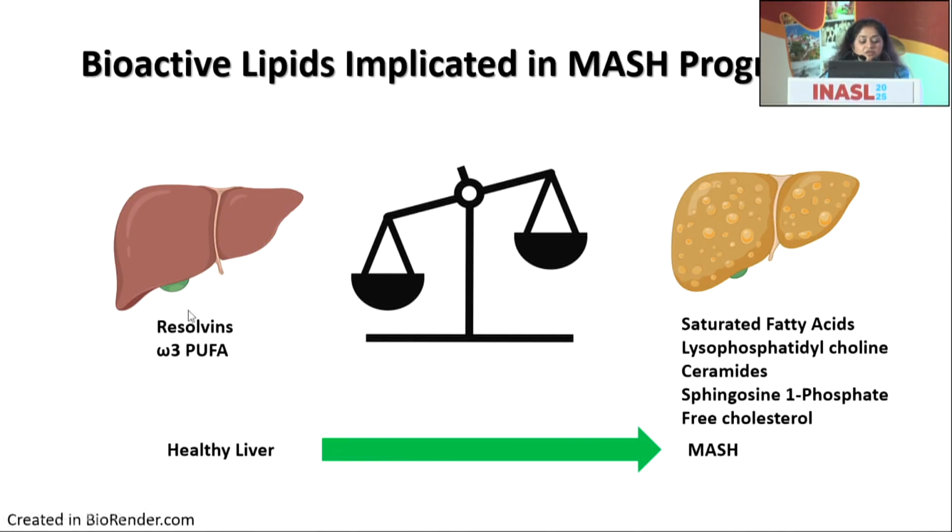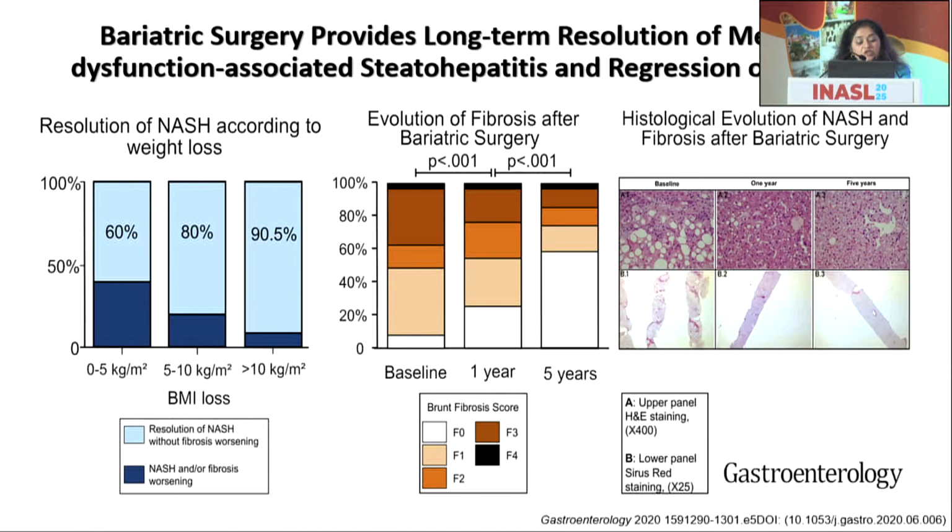On this slide, we illustrate that a healthy liver state is associated with healthy lipids such as resolvins and omega-3 polyunsaturated fatty acids, whereas the MASH state is associated with unhealthy lipids such as saturated fatty acids, lysophosphatidylcholine, ceramides, sphingosine 1-phosphate, and free cholesterol. There are some data that support that taking away fat takes away the source that leads to the inflammation, so putting out the fire.